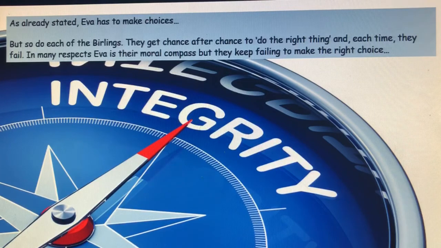As already stated, Eva has to make choices, but so do each of the Birlings. They get chance after chance to do the right thing, and each time they fail. In many respects, Eva is their moral compass, but they keep failing to make the right choice.